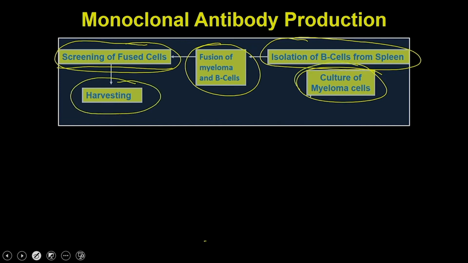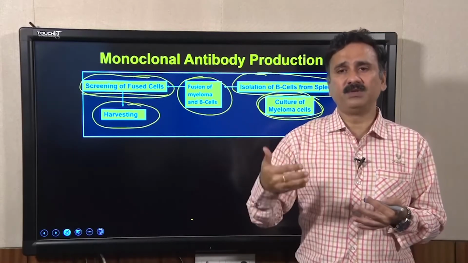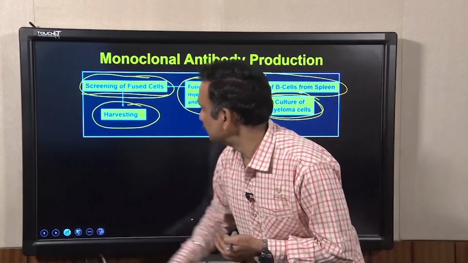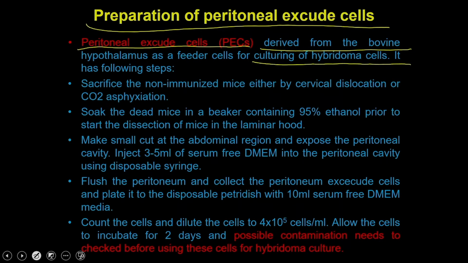So, technically there are 4 major steps which you have to follow to generate the hybridomas, screen them, and recover the antibodies from them. Before going into the hybridoma preparation, you have to prepare the peritoneal exudate cells. These peritoneal exudate cells are the feeder cells which are required for culturing the hybridoma cells, and their preparation has multiple steps.